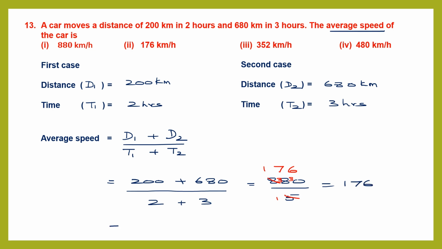176. So we have found the average speed, that is 176 kilometers per hour. So this is our answer, and this is option 2, 176 kilometers per hour.